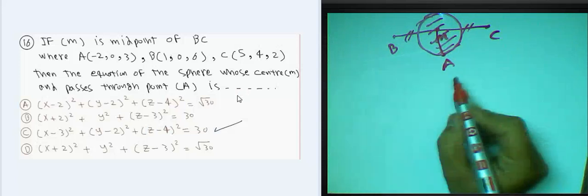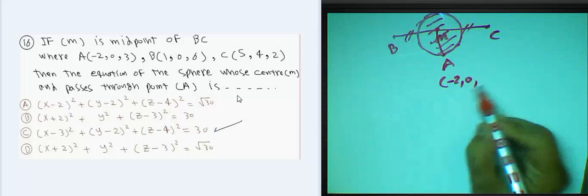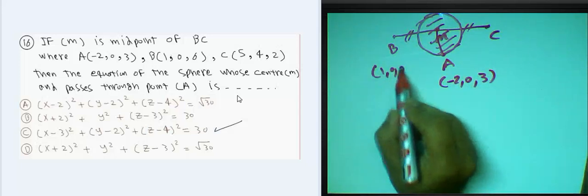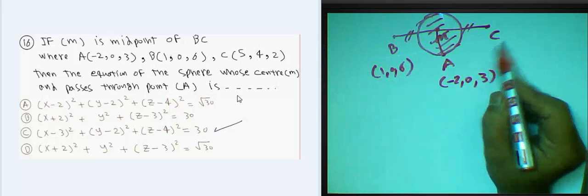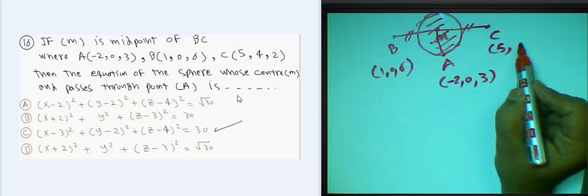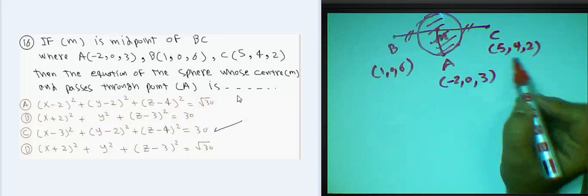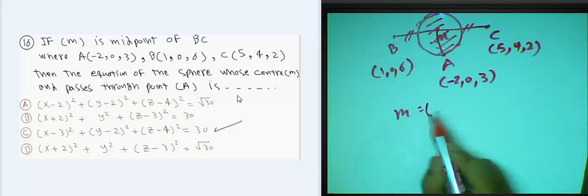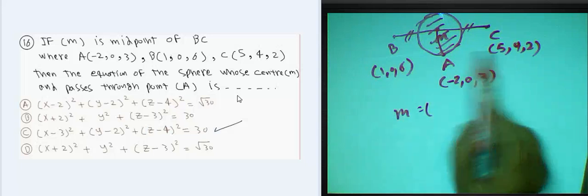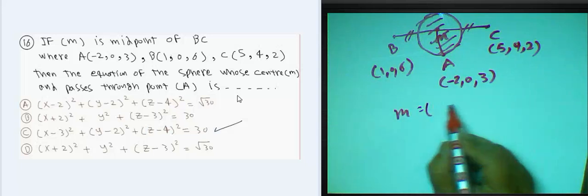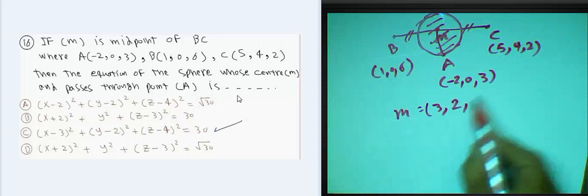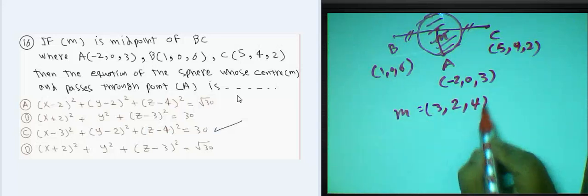We know A equals (-2, 0, 3), B equals (1, 0, 6), C equals (5, 4, 2). First we can find M, the midpoint between B and C. We can write (5+1)/2 = 6/2 = 3, (4+0)/2 = 4/2 = 2, and (2+6)/2 = 8/2 = 4.